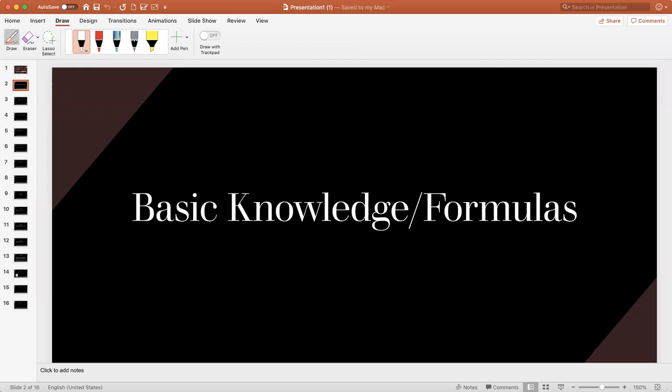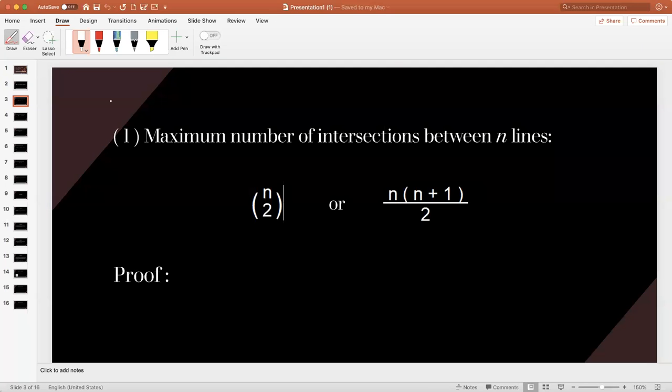So let's get started. Our first theorem is that the maximum number of intersections between any number of lines is always n choose 2.